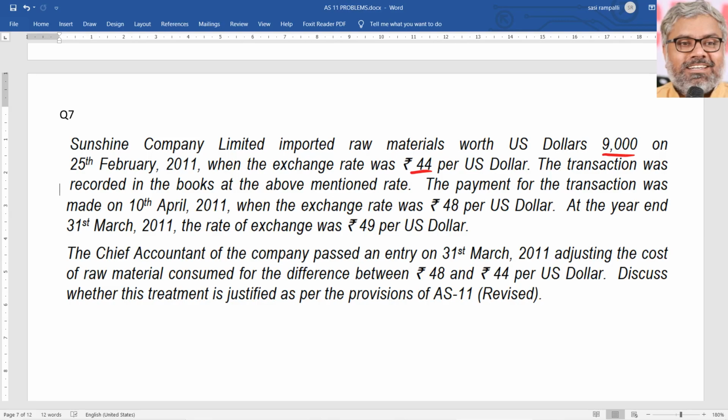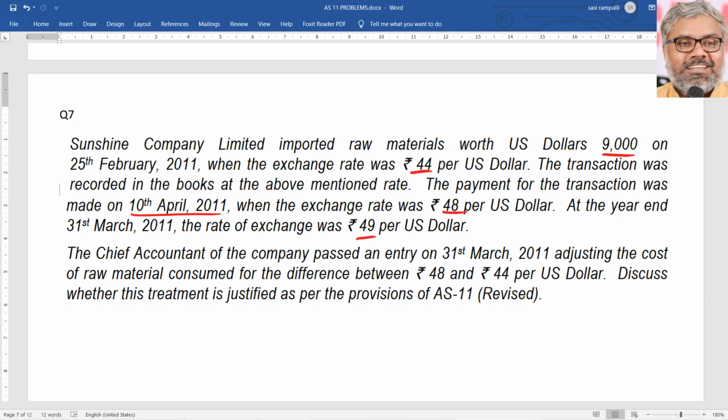The transaction was recorded in the books at the above mentioned date, which is correct. The payment for the transaction was made on 10th April 2011, when the exchange rate was 48 rupees per dollar. At the year end, that is 31st March 2011, the rate of exchange was 49 rupees per dollar. Okay, different rates are given, 3 dates. One is transaction date, on which date 44 rupees per dollar. One is say reporting date, 31st March, 49 rupees per dollar. Settlement date, on which date the dollar was 48 rupees per dollar.